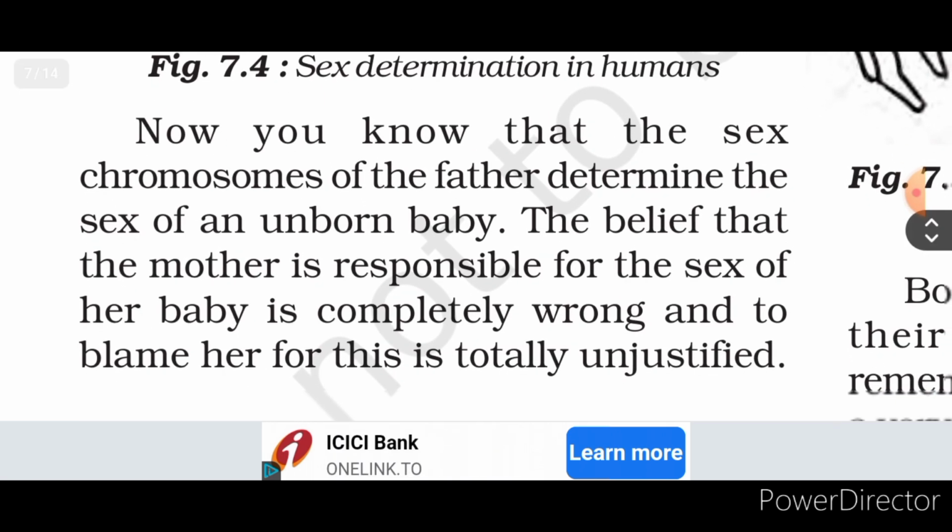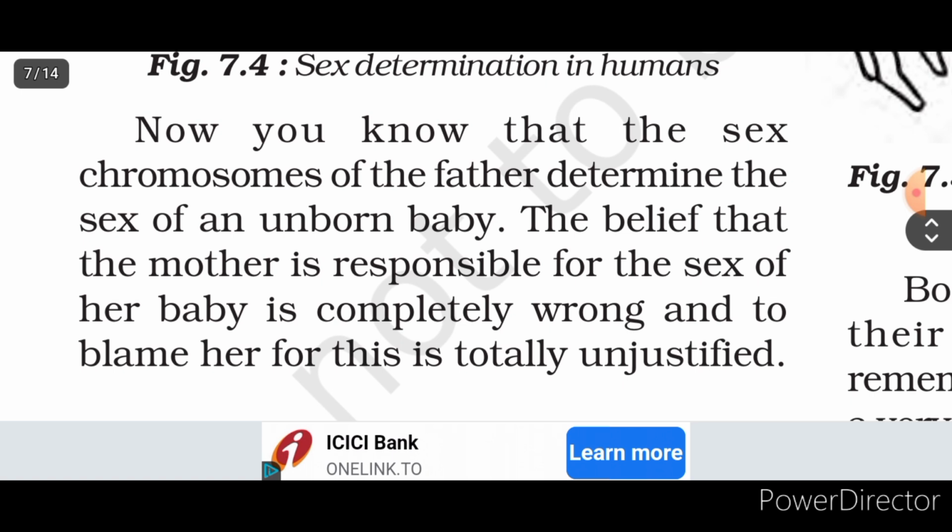Now you know that the sex chromosomes of the father determine the sex of an unborn baby. The belief that the mother is responsible for the sex of her baby is completely wrong, and to blame her for this is totally unjustified.